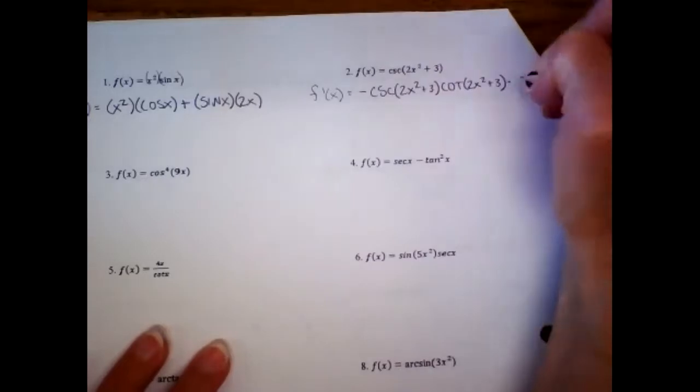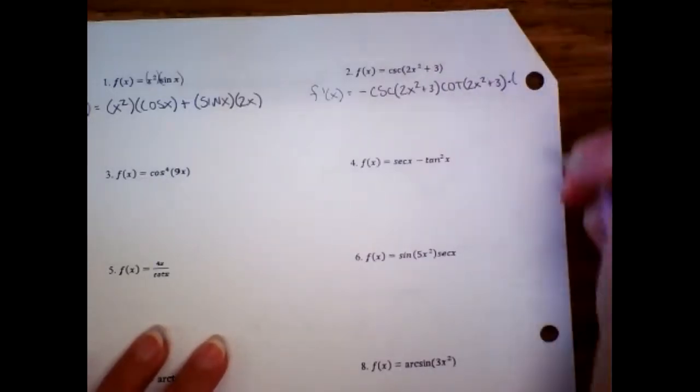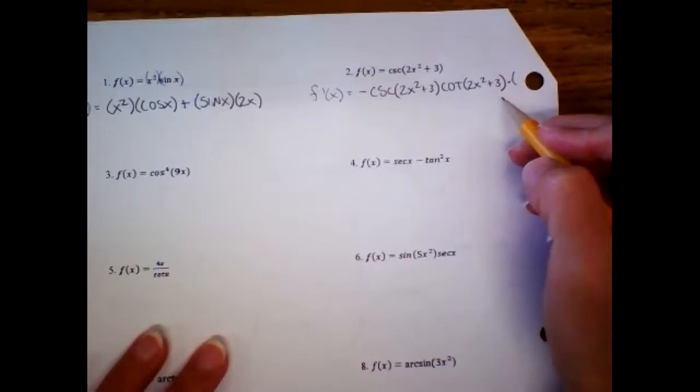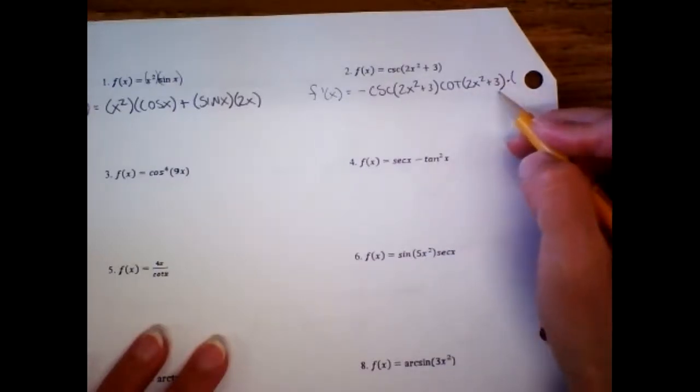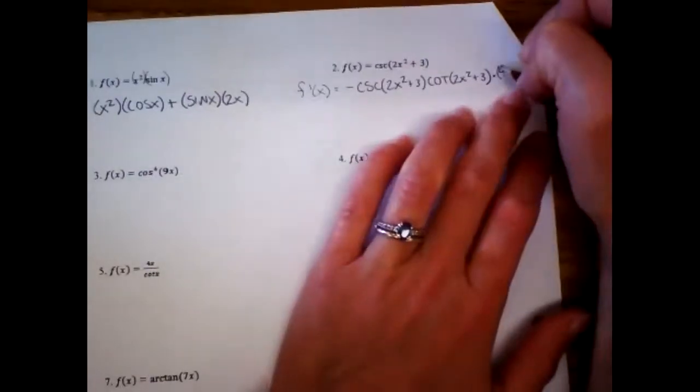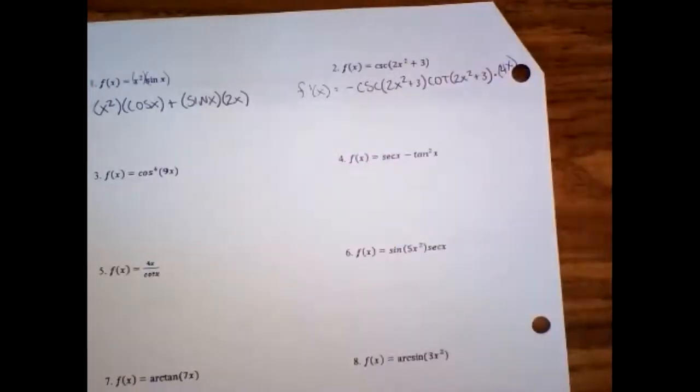And then you have to chain on the derivative of that stuff. So what is the derivative of the stuff in parentheses? 4x, times 4x.